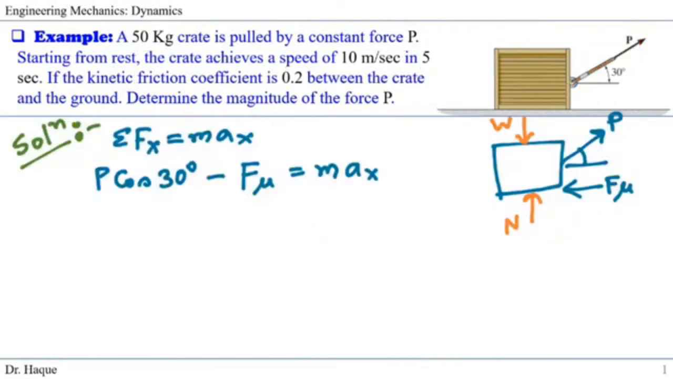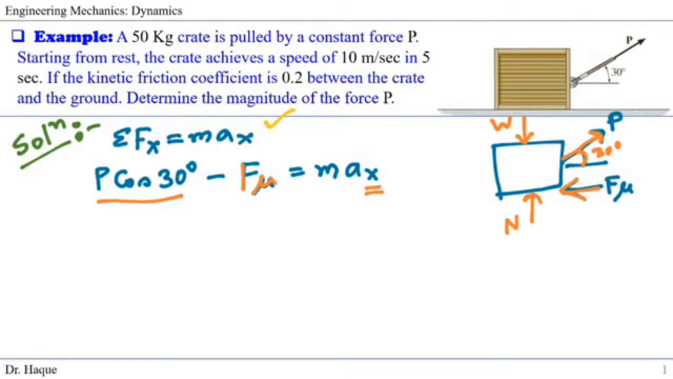So first, I start with summation of force in x direction. In x direction, I have the force P and its component, which is at 30 degrees. So I'll have P cos 30. And in the opposite direction, I have the kinetic friction force, F_k. On my right side, I have mass into acceleration in x direction, a_x.